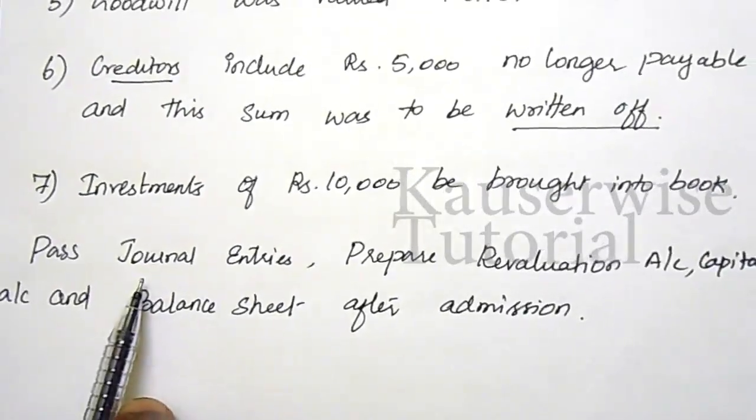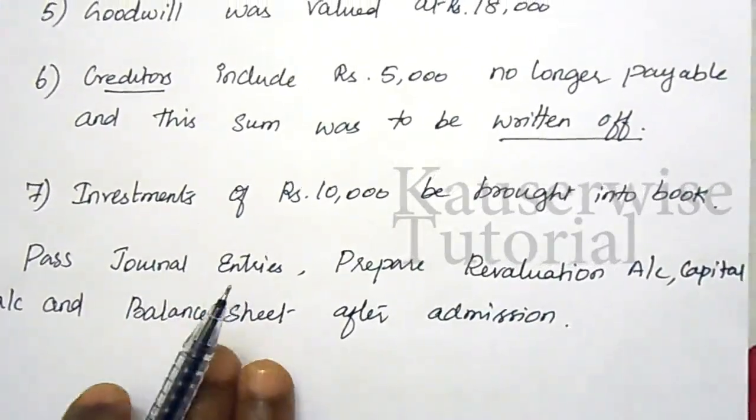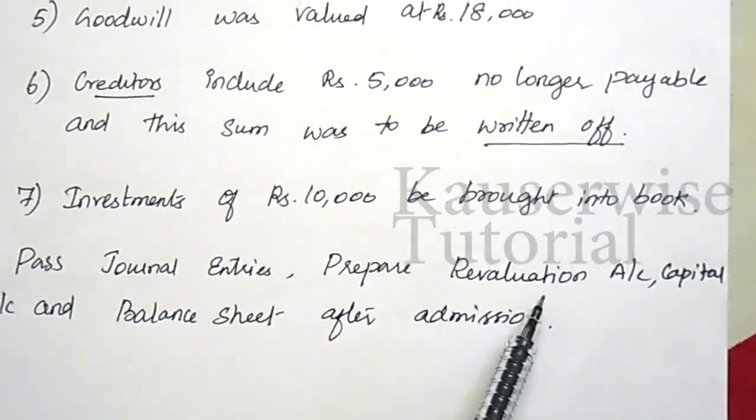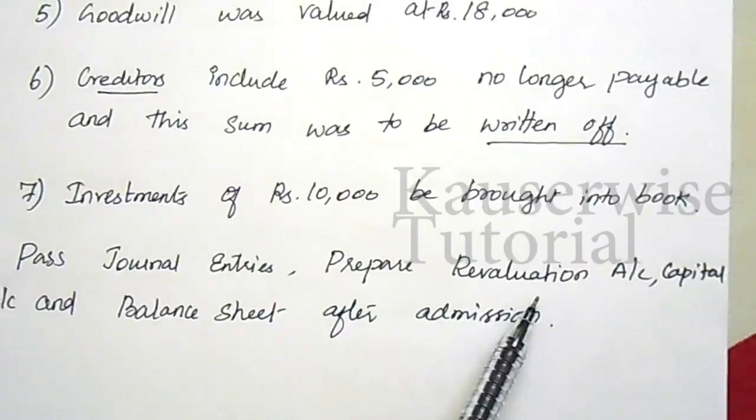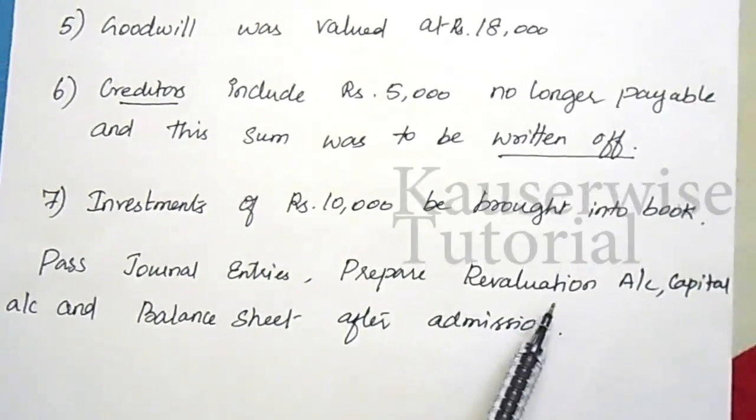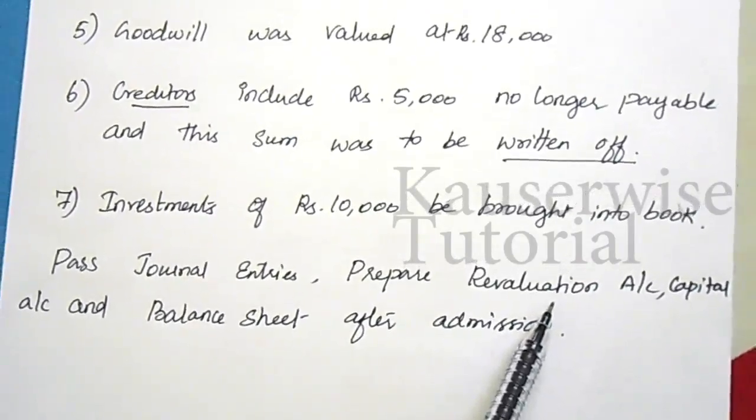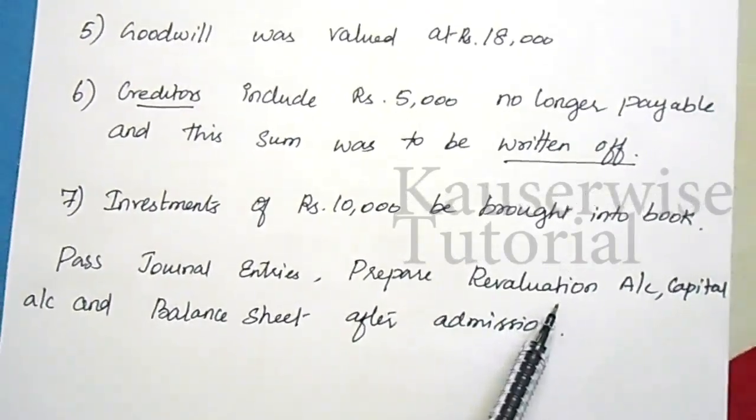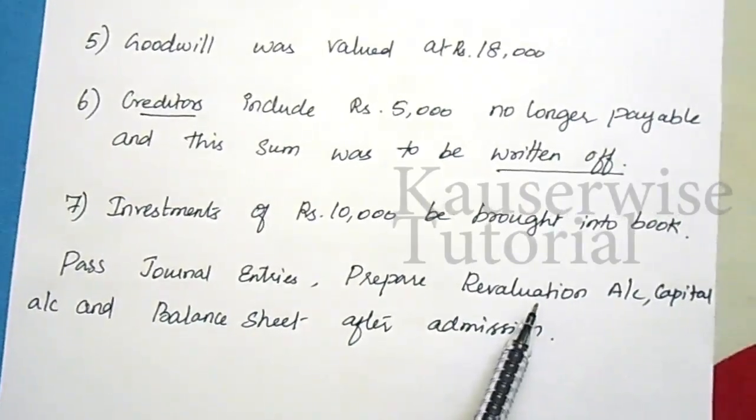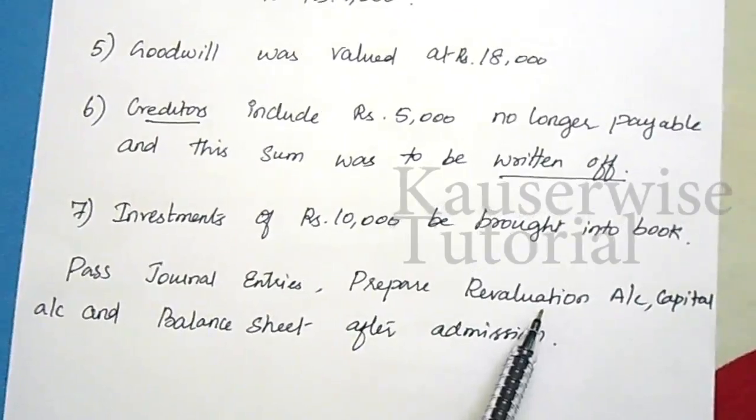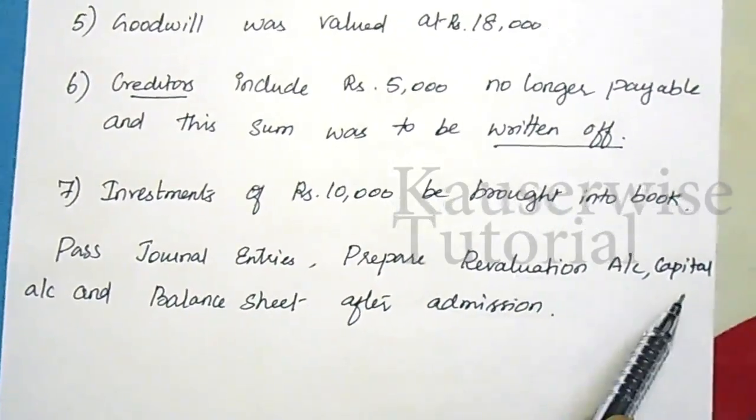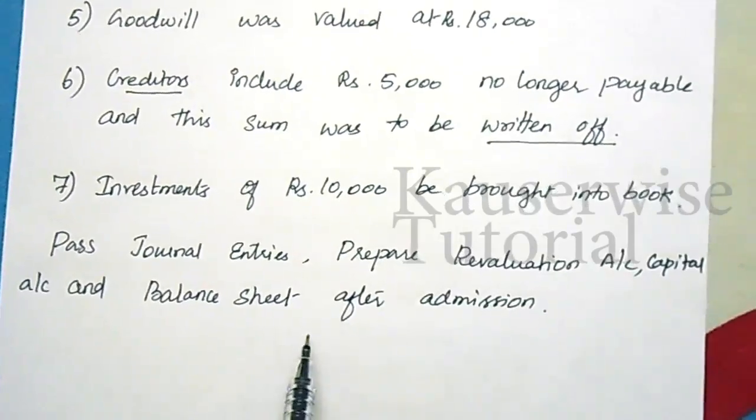So far we have passed journal entries for the above transactions. Now we need to prepare the revaluation account. From the journal entries you can easily prepare the revaluation account. After preparing it, you will get either profit on revaluation or loss on revaluation. That will be transferred to the old partners' capital account. And only after preparing the revaluation account can we prepare the capital account and balance sheet.